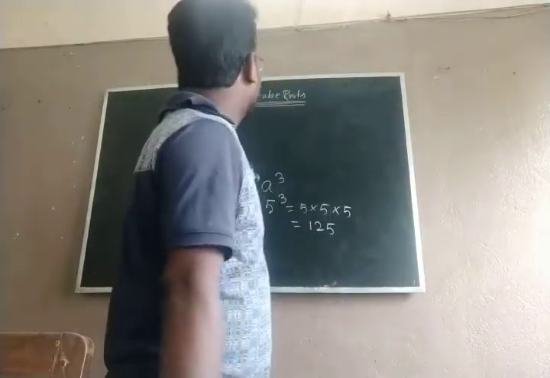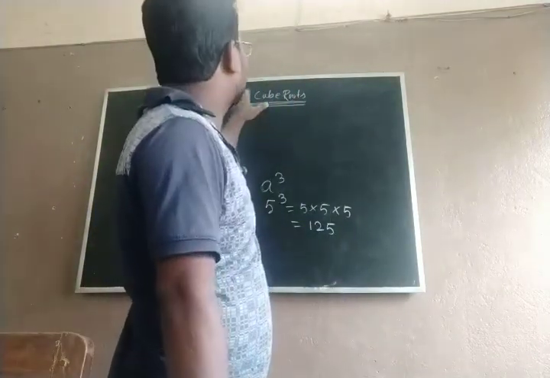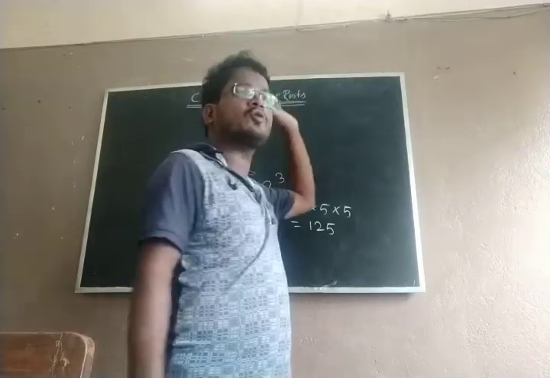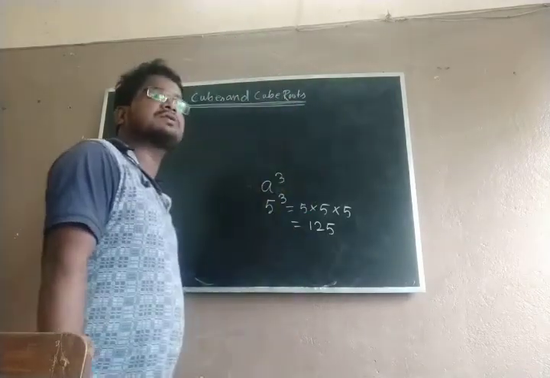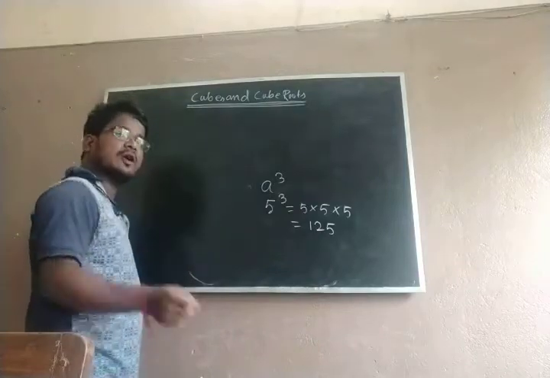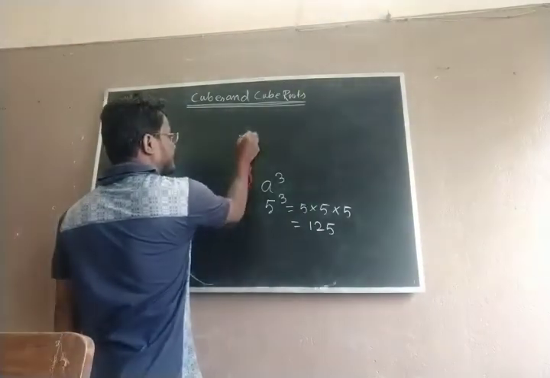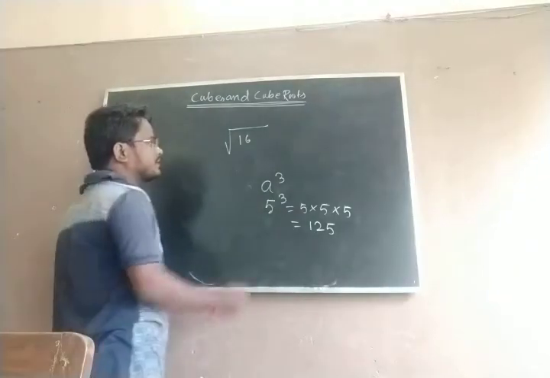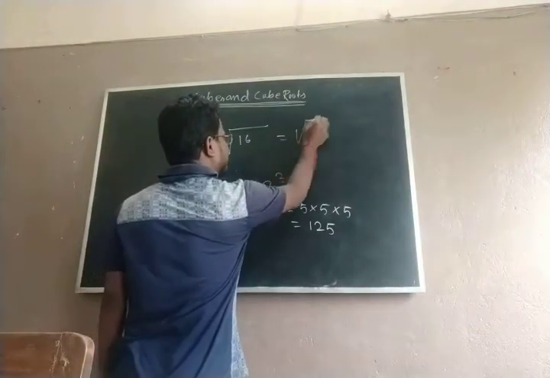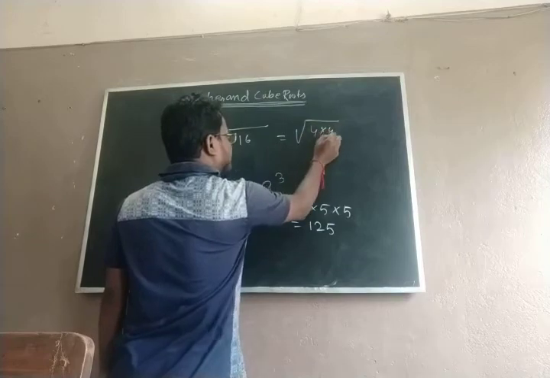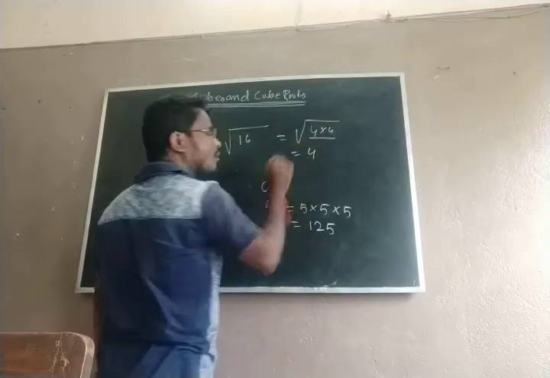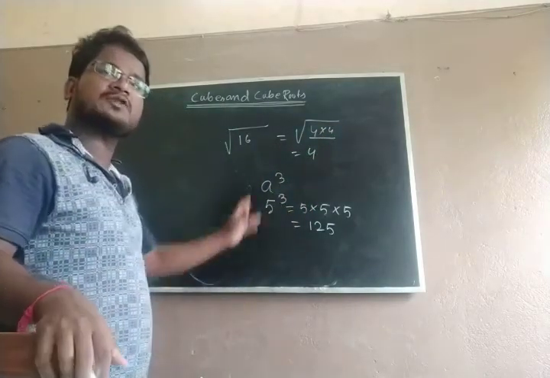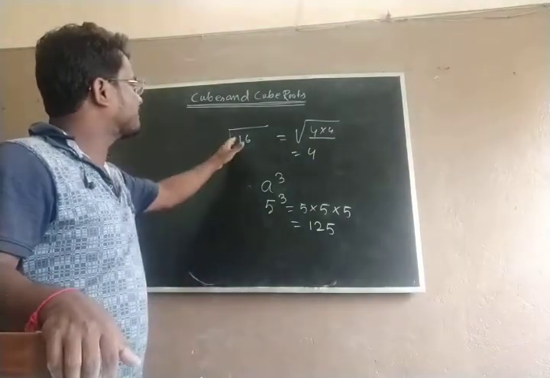After finding the cube, here I have written cube roots. What will be the cube root? You learned how to find the square root. Suppose 16. Its square root will be the root over 16, and it will be like this. And from each pair you can get one number. That is 4. That is, the square root of 16 is 4.